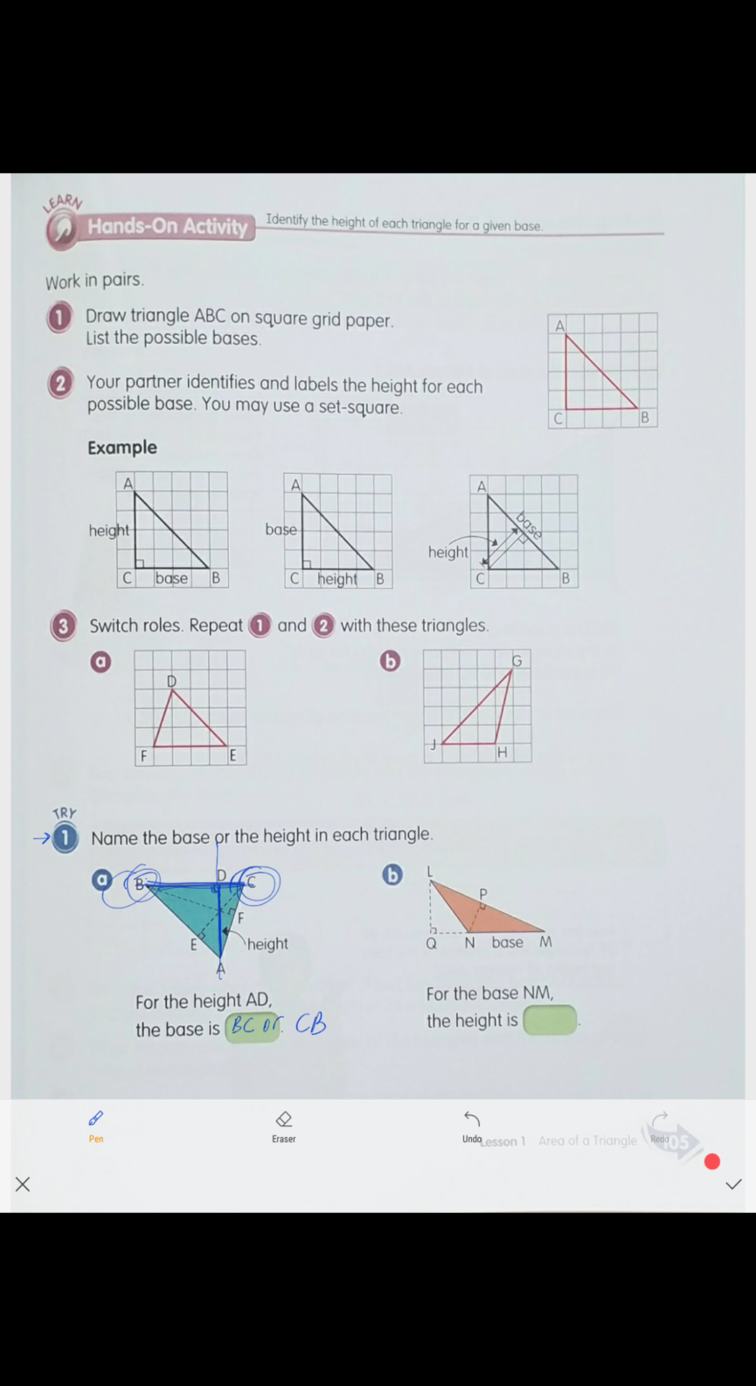The next one, for the base and M, the height is, right? This is our base, and they ask us what the height is. You extrapolate, here is your right angle, and here is the perpendicular line, and your base is LQ or QL. LQ or QL, very simple. All right. Gonna erase this. Think about it again.